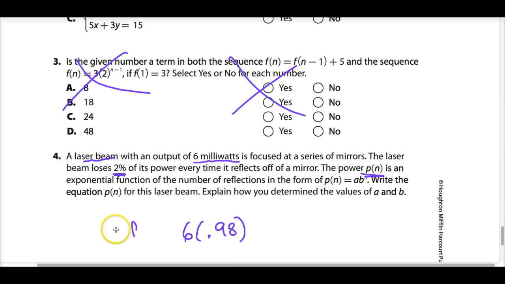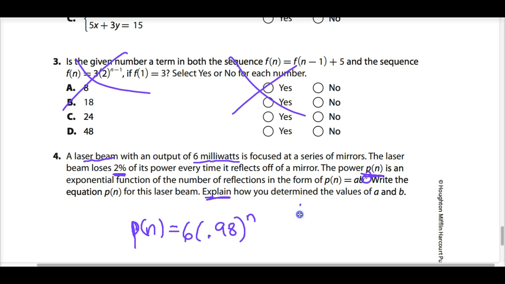And the power is what? P of n. So we're going to say P of n is another fancy way of saying y, an exponential function of the number of reflections in the form of a times b to the n. Okay, so then you just put n over here and you have to write the equation, which is right here, and then it says explain how you determine the values of a and b. Okay, so now this is the part where you have to actually write stuff, right?